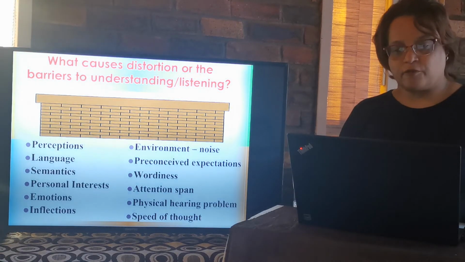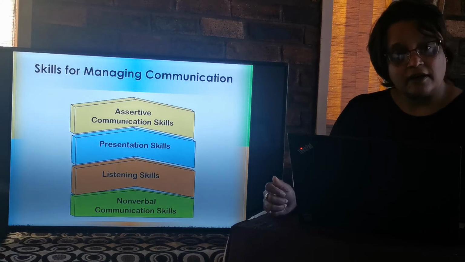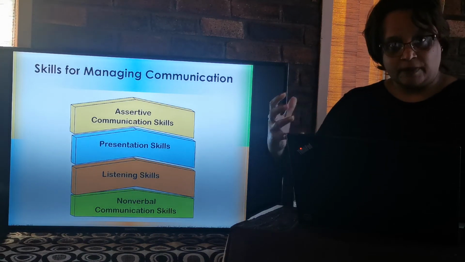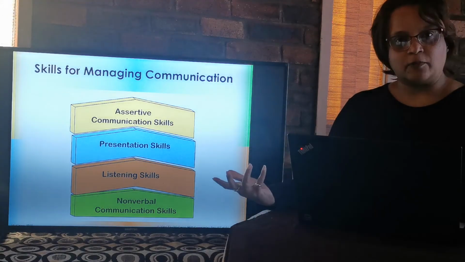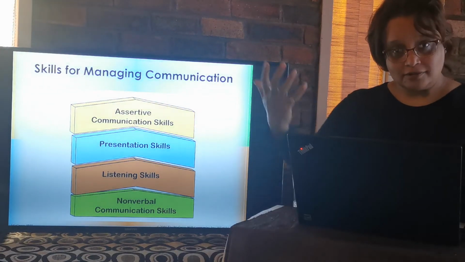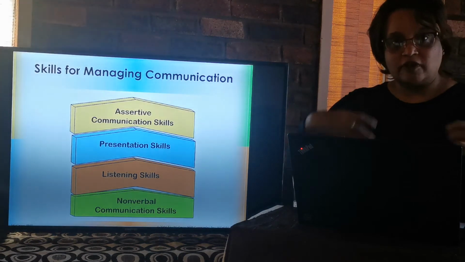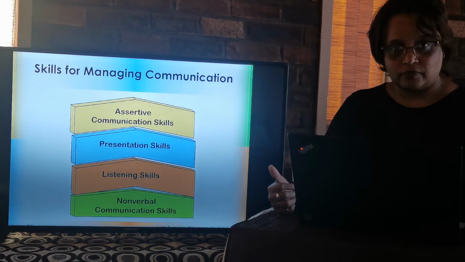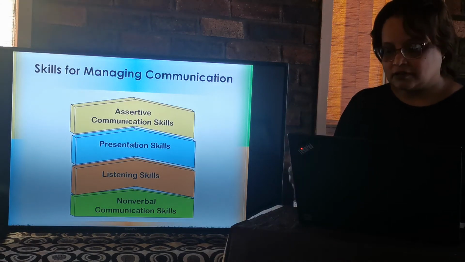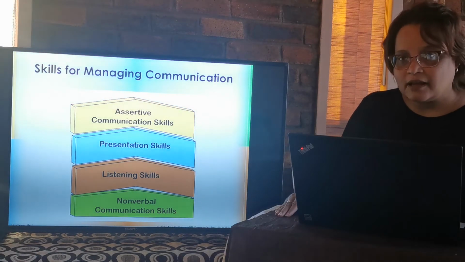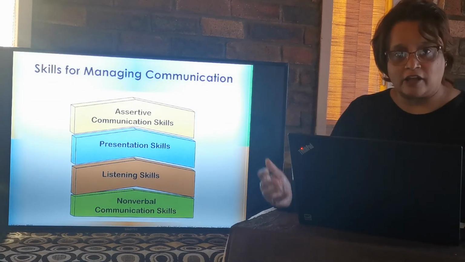Next one. Skills for managing communication. You have assertive communication skills. Getting people's attention. Isn't that what the gavel does in a court of law? To assert information, to assert attention, so that the information can be carried through. The court is now in session. You are assertive. You can't say, court, please sit down, you're now in session. See, people will create chaos in your courtroom.